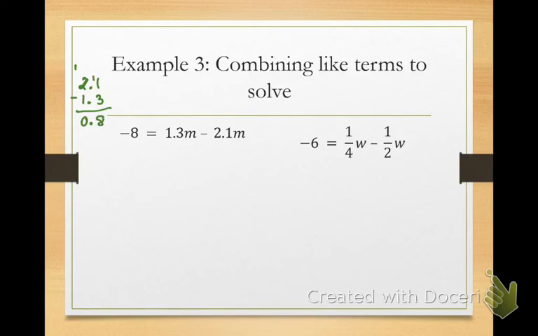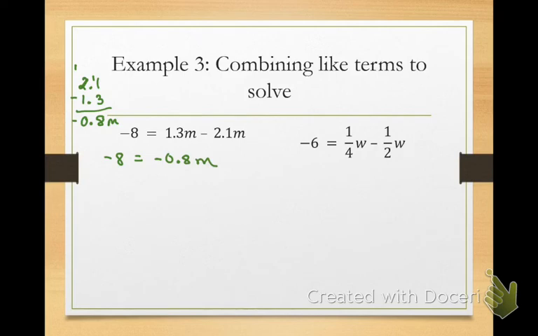Okay. All right, did you guys get 0.8? Is it positive or negative? This is really important. Negative. Look here. Which one had the larger absolute value? 2.1, and it was negative. Okay. All right, so I have combined these. So I have negative 8 equals negative 0.8 m.